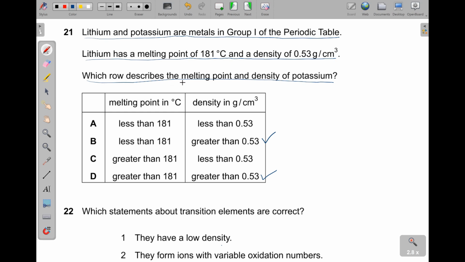The melting point of lithium is going to be greater than that of potassium. Melting point of potassium therefore has to be less than. So it has to be here. Why is it less than? When you look at melting point, we look at the structure and bonding. All of these are metals, and they all release one electron, so they have the metallic structure.